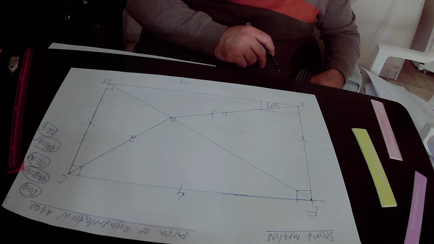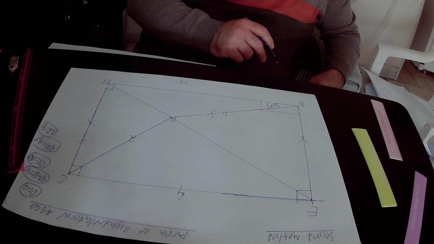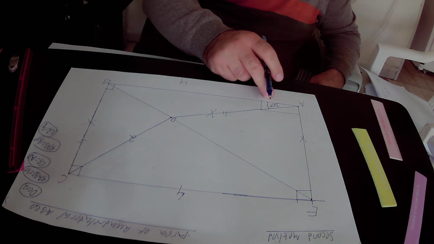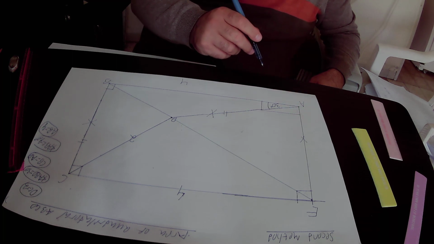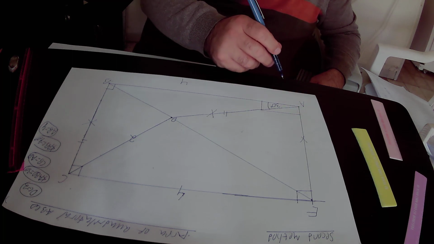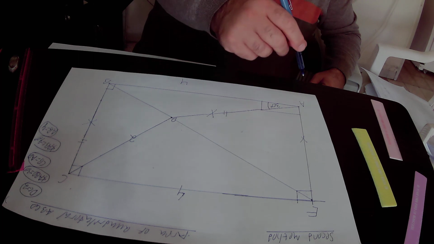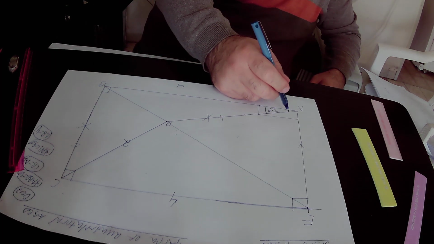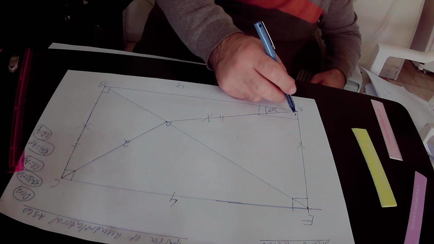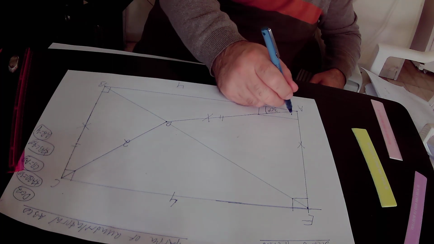So if we subtract 30 degrees from this angle that equals 90 degrees, we will get the value of angle EAD. It will be equal to 90 degrees minus 30 degrees, that is to say this angle equals 60 degrees.